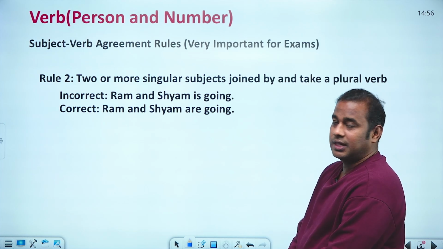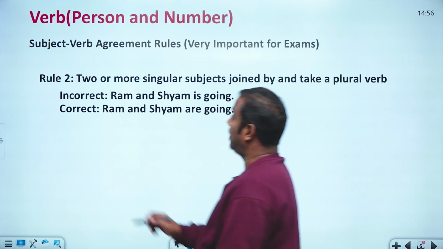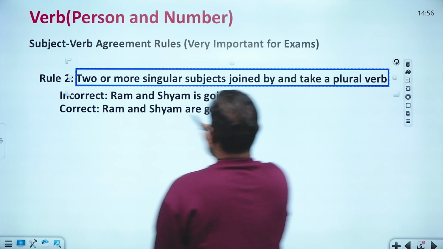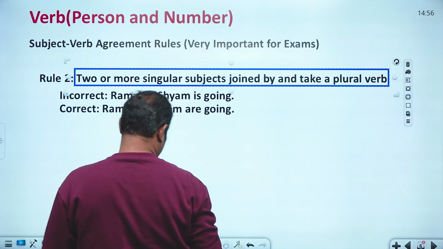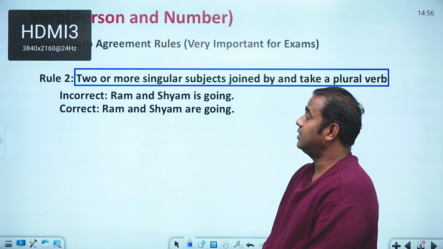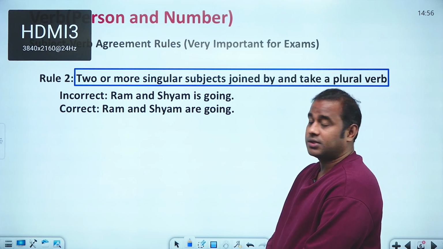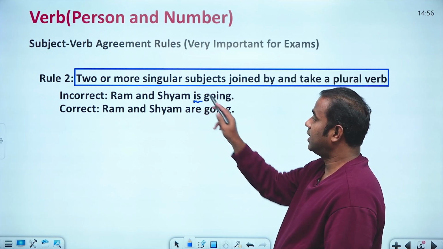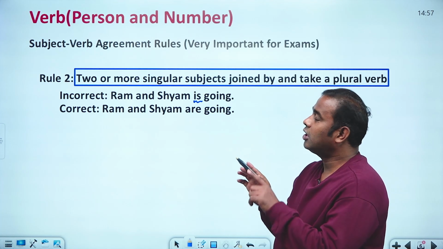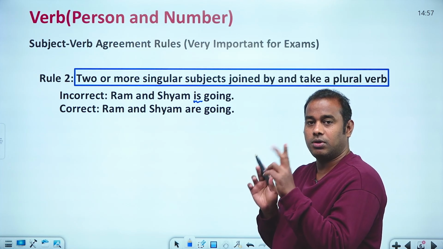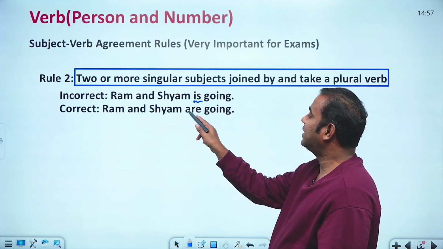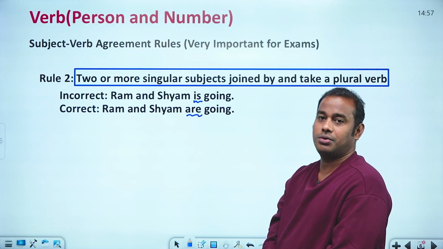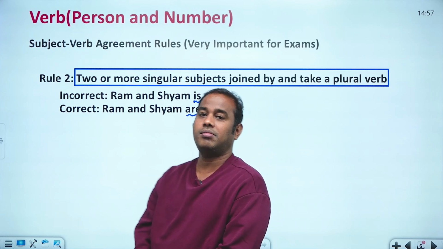Two or more singular subjects when they are joined by and, they take a plural form. So what does this mean? Look at one concept here. "Ram and Sham is going." This is false, incorrect. Why this is false is you are talking collectively about both the two people, more than one noun. So you have to use "Ram and Sham are going to mall."